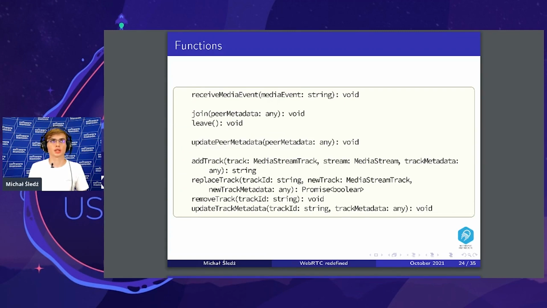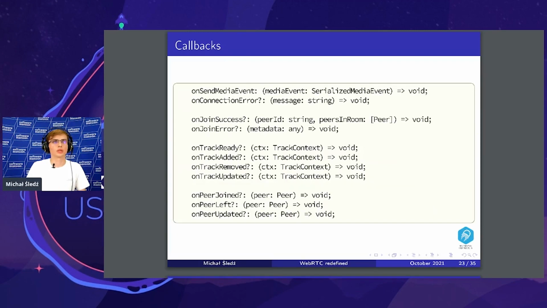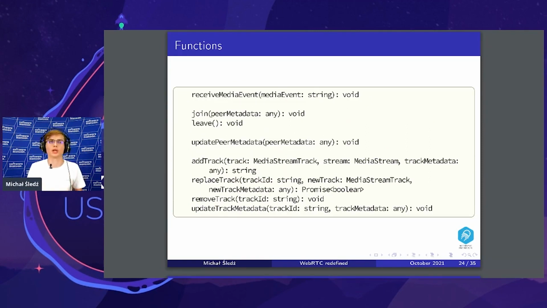In functions, we have receive media event. This function should be called whenever we receive any media event through the signaling. And that's pretty much it. We also have join and leave. While joining, we can pass some metadata, and this metadata will be seen by other peers on peer joined. So here we have the callback on peer joined, and here we have a peer, and this metadata will be available in the peer. So we can, for example, pass our display name in join.